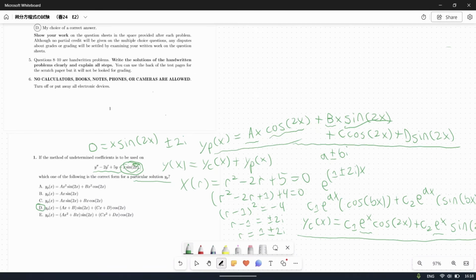So if we rewrite our initial particular solution here, I'm going to rewrite it by grouping the sine and cosine terms. So we end up with (ax plus c) times cosine of 2x plus (bx plus d) sine of 2x. And now I know the answer has it as ax plus b and cx plus d instead of what I have here, but that's okay. It's still the same general form. You can kind of see how it matches up. So the answer to this question is going to be D.